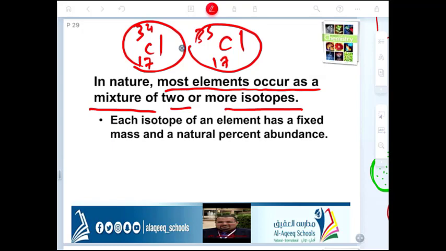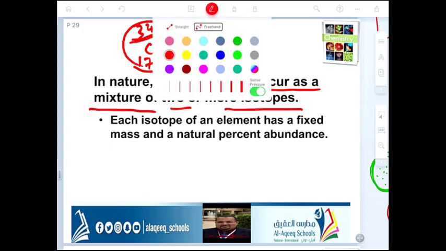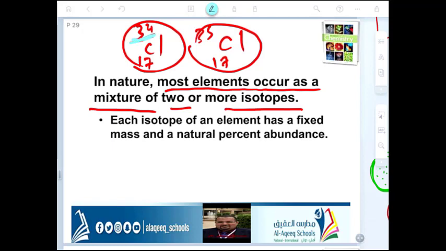But we need to represent only one value for the mass number. Look at the mass number here, 34, 35. We identify one number only. How can we do that? I know what you are going to say. We can take the average of those numbers. 34 plus 35 divided by 2, you will get the average. Yes, it's correct in math, but it's incorrect in chemistry.